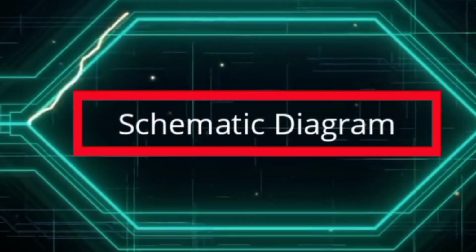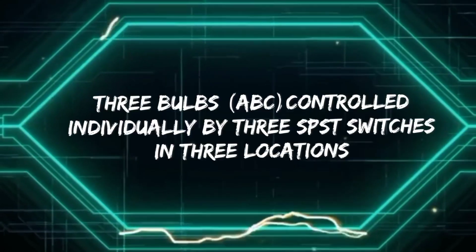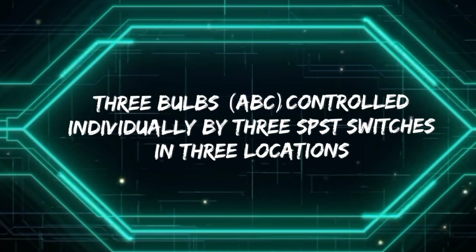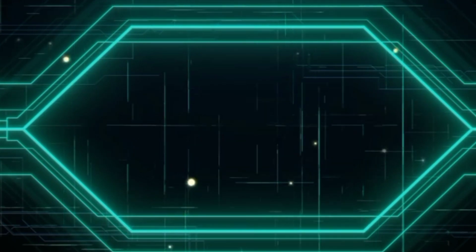Today, I will show you how to sketch a schematic diagram of 3 bulbs controlled by 3 SPST switches in 3 locations. We have 3 procedures. Procedure number 1, draw the symbol of circuit breaker. Do the procedure number 1.